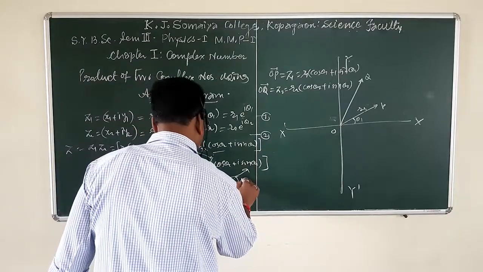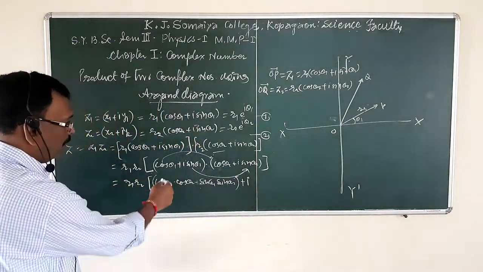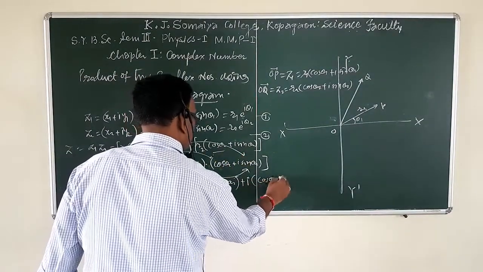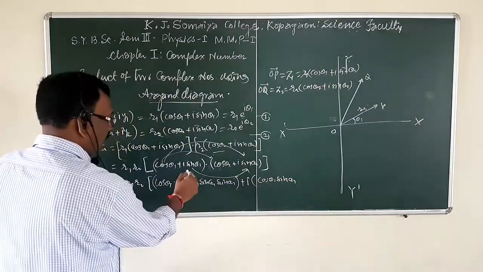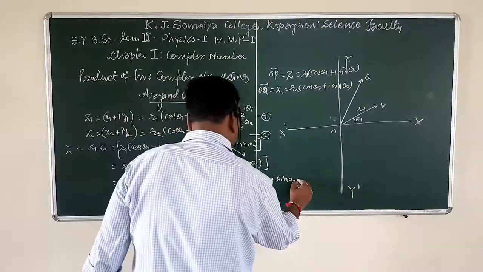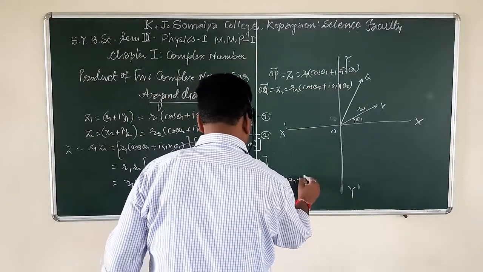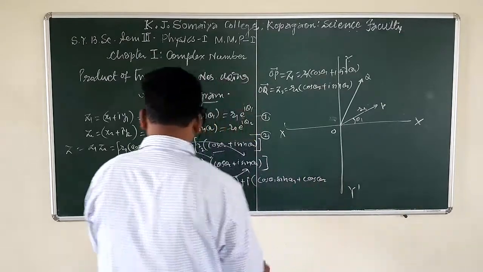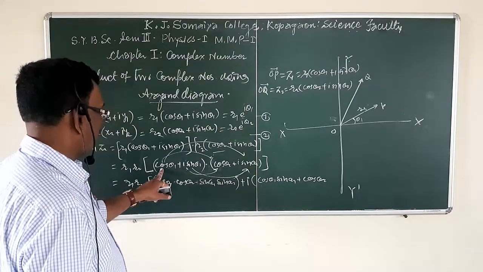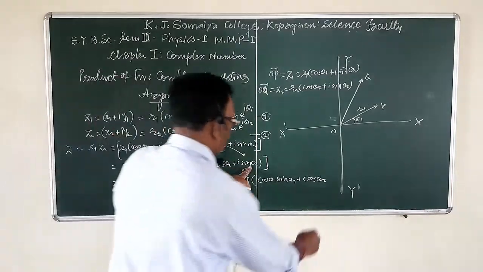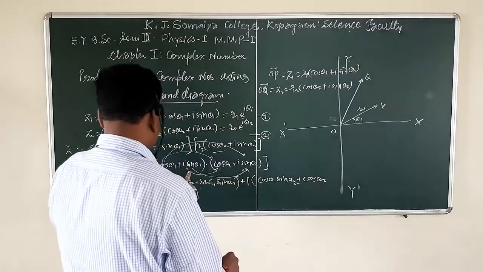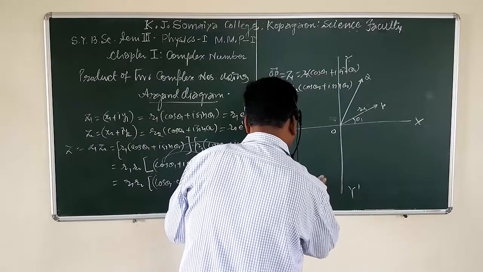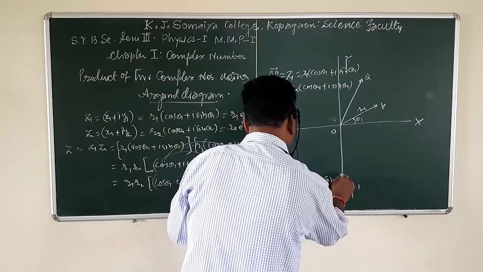Then remaining plus i. Why? We have to take the product of this term with this term, and then the product of this term with this term, i is common, plus i in bracket cos theta 1 sin theta 2 and here cos theta 2 sin theta 1.